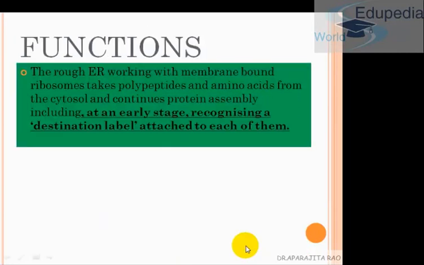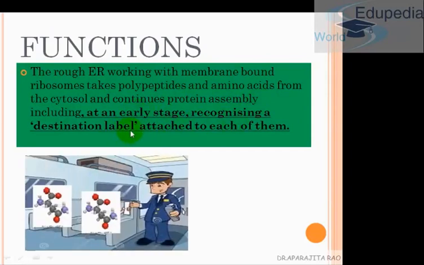Now moving to the functions of the rough endoplasmic reticulum. We already know that the endoplasmic reticulum is related to the making of proteins, polypeptides and amino acids. But the rough endoplasmic reticulum, at a very early stage, recognizes the destination labels attached to them. Suppose the rough endoplasmic reticulum is like a bus conductor. At a very early stage, it goes to each amino acid and asks where you are supposed to go, and labels it. That eases the process a lot.